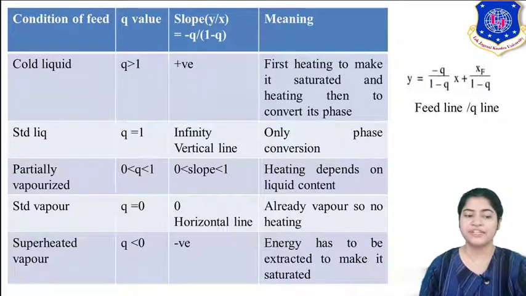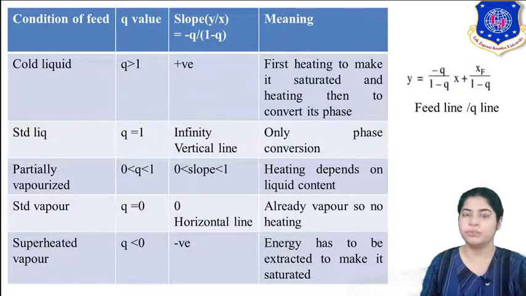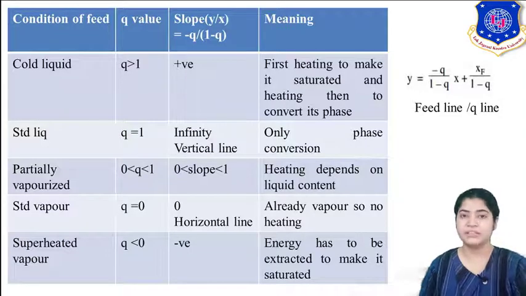Now your feed is partially vaporized. It means the q value will be between 0 and 1, because some part of it is already vapor. You have to supply heat to only the liquid part of your feed, right? So heating depends on the liquid content. So here also the slope would be from 0 to 1.